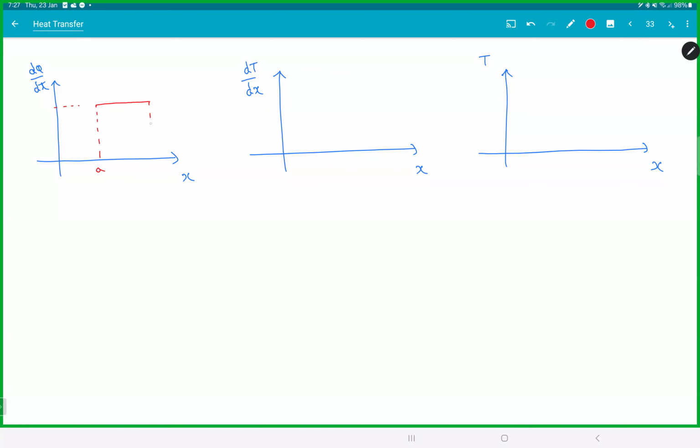So the graph will be a constant straight line, starting at A and ending at 2A. What about dT by dx? We saw dT by dx is equal to minus constant by x square. So this graph would be something like x y square equal to a negative constant. If I take the modulus here, then the graph would look like this. It's a decreasing function. Interestingly, temperature also will look like a hyperbola only, from 2 T naught A by X.